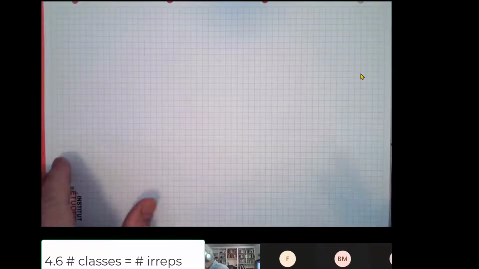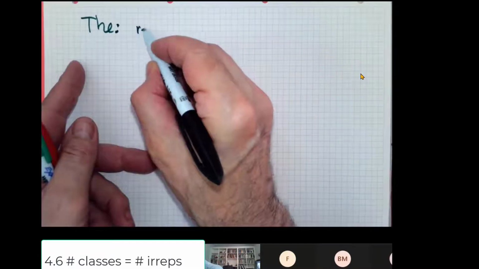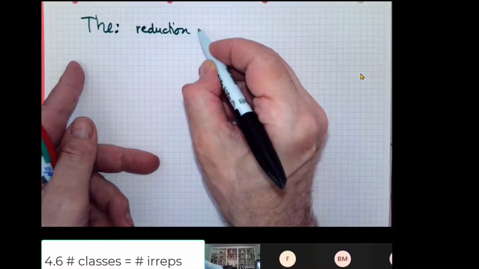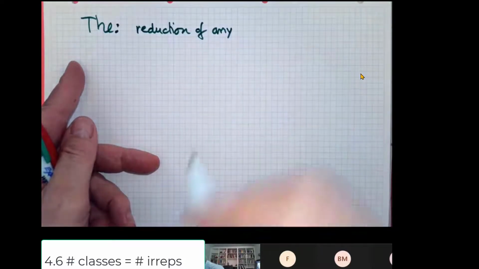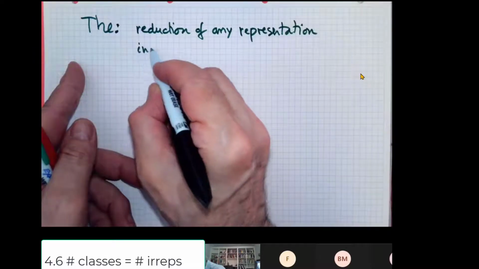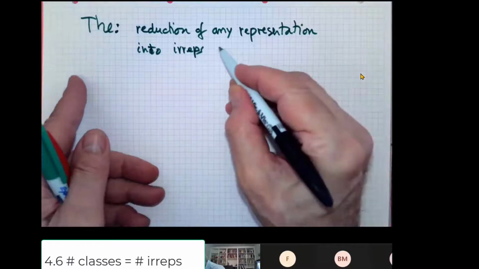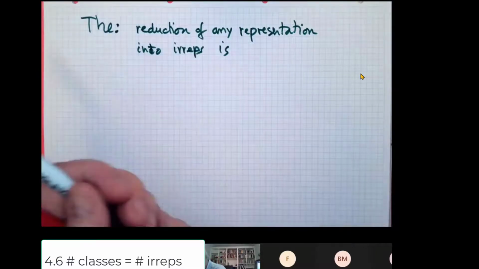So now we are on the way of proving that the number of classes is the same as the number of irreducible representations. Theorem: reduction of any representation into irreducible representations is unique.